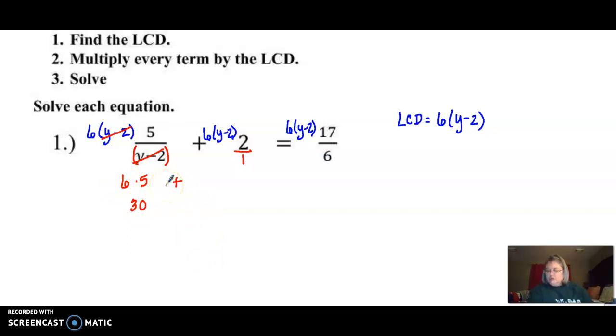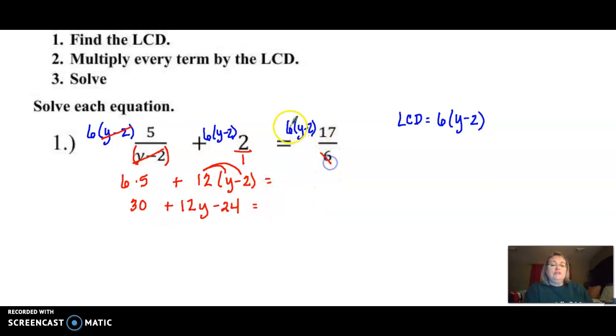On the next one, notice my 1 doesn't need to reduce with anything, but I can go ahead and multiply my 6 and 2 to give me 12, and then that now needs to be multiplied to my y minus 2. This is the main reason why I like to do this step, so that we don't forget to distribute and get that 12y minus 24.